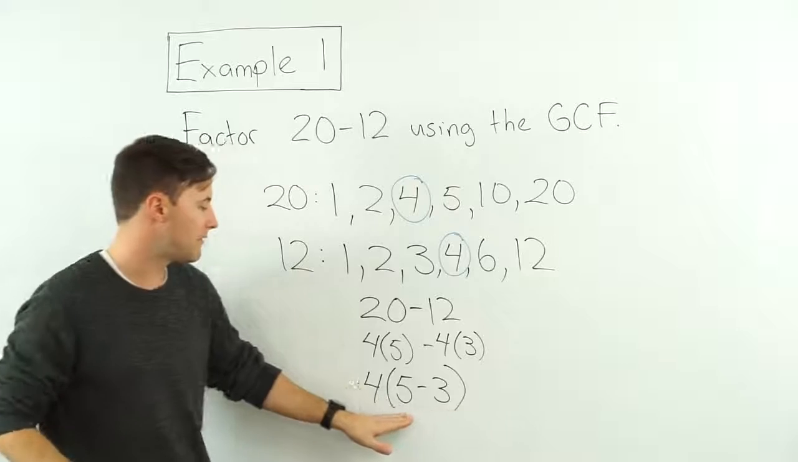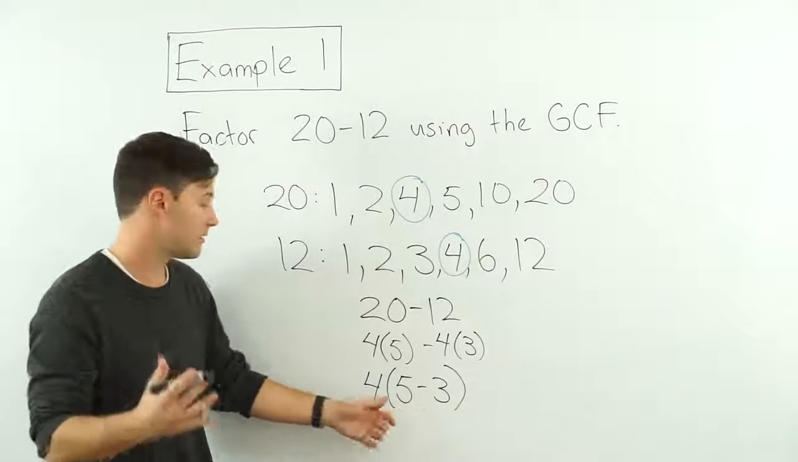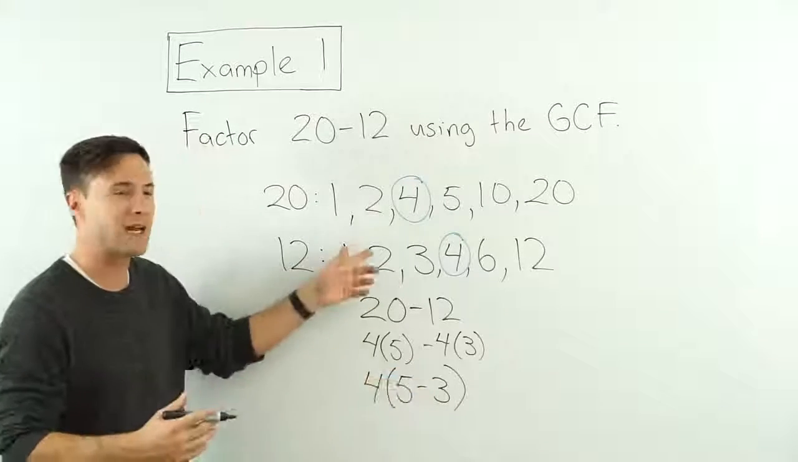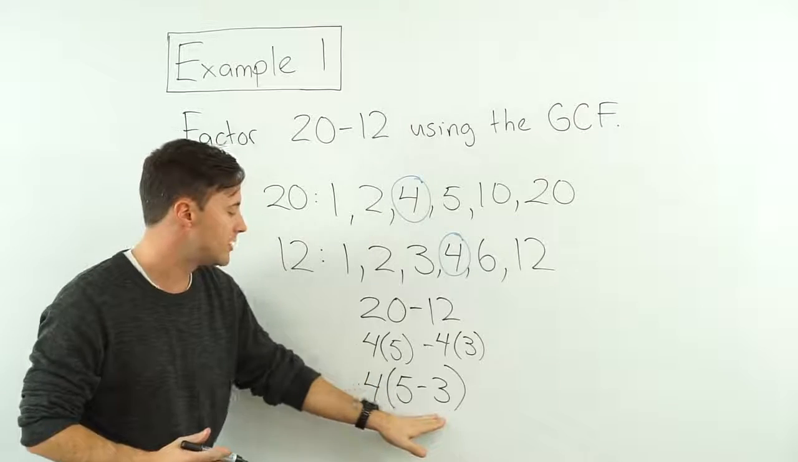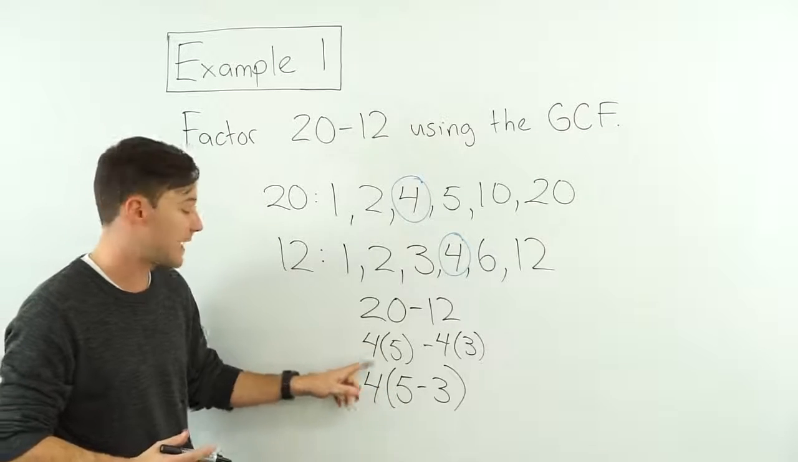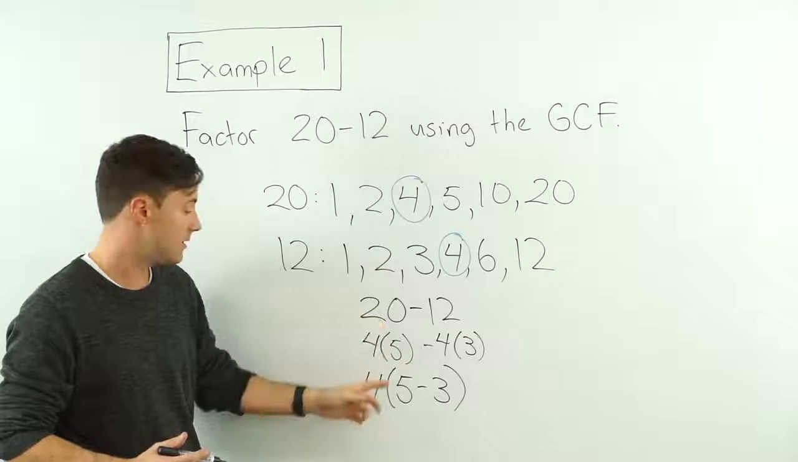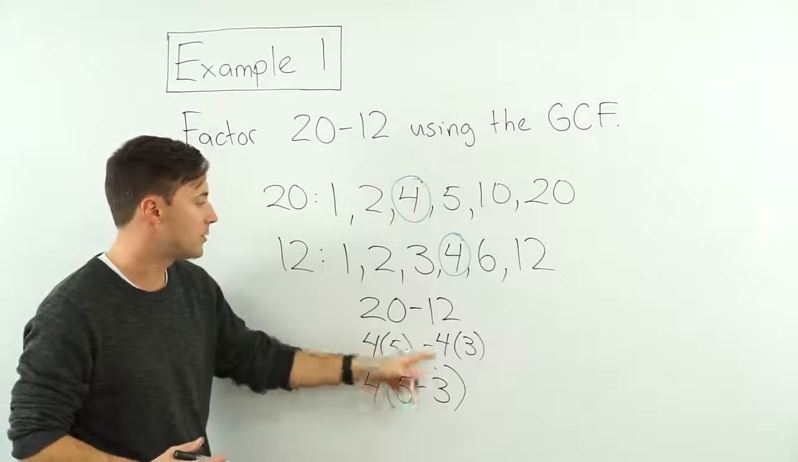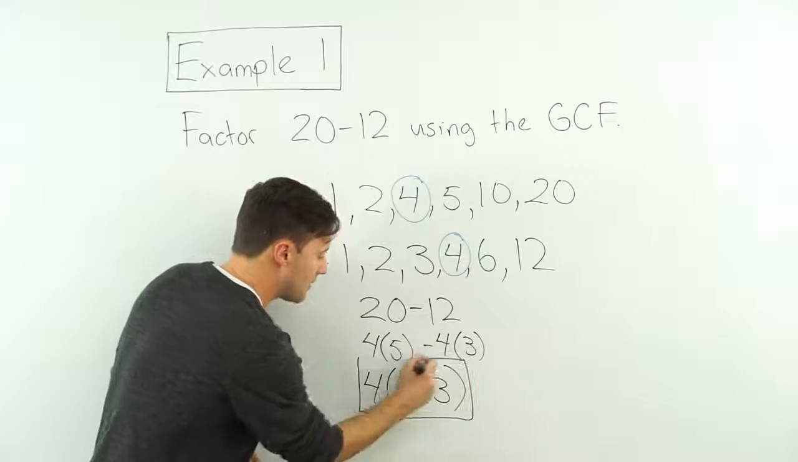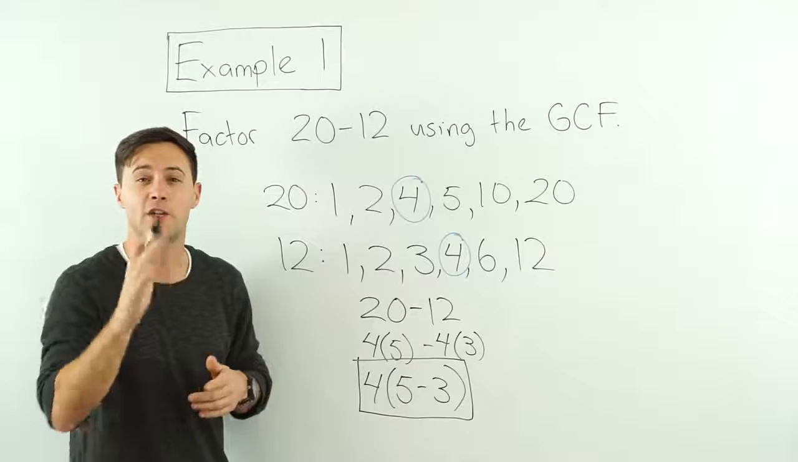So you can think of this as very similar to the distributive property, just kind of in reverse. If we use the distributive property here, I would do 4 times 5, which is 20, minus 4 times 3, which is 12. But we just did the opposite, which is called factoring. Here's one to try on your own.